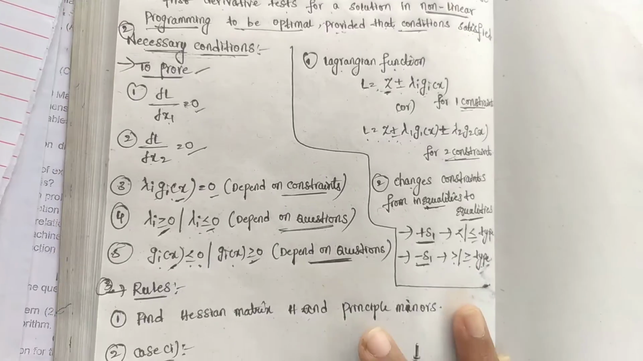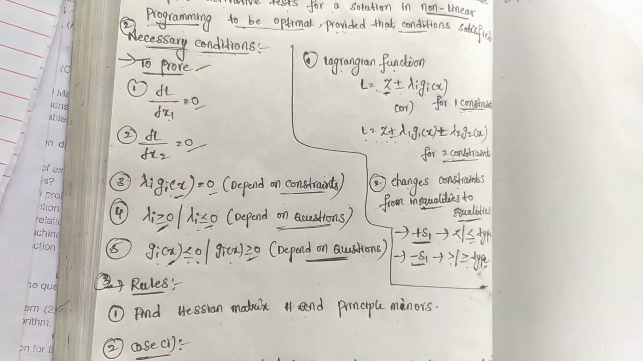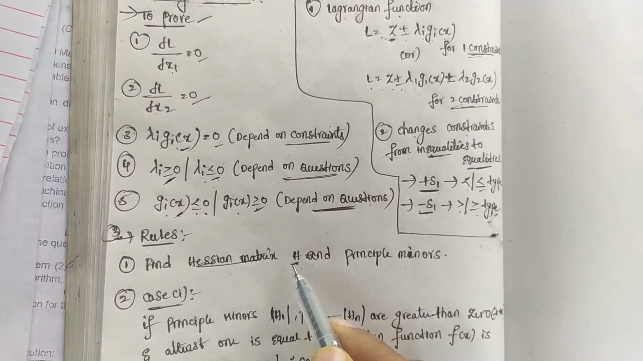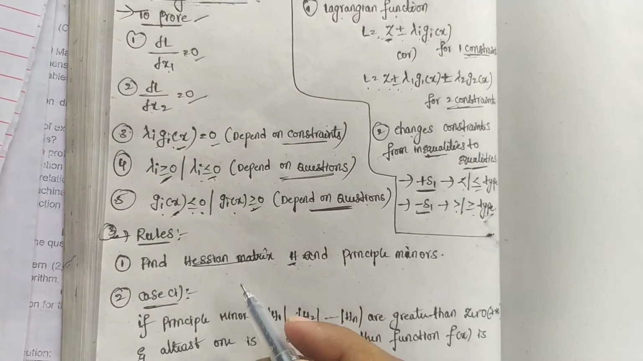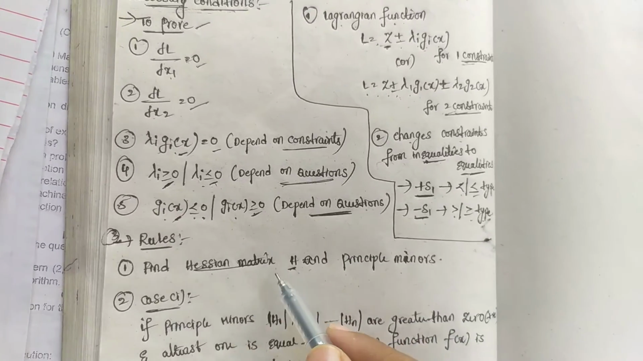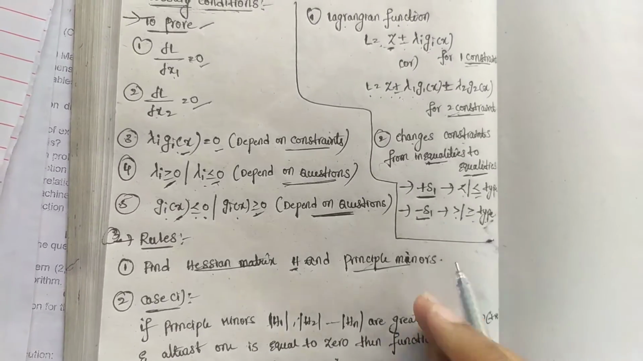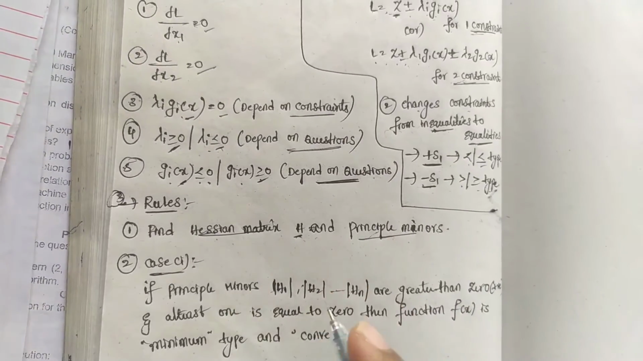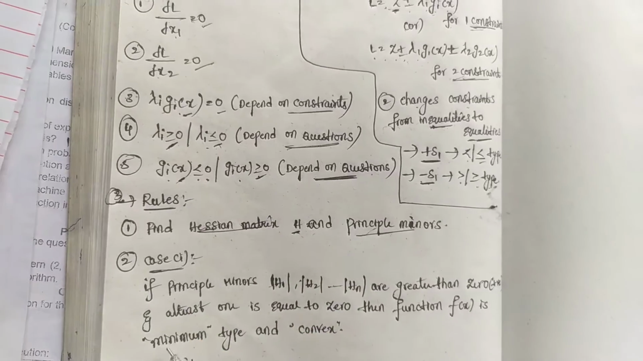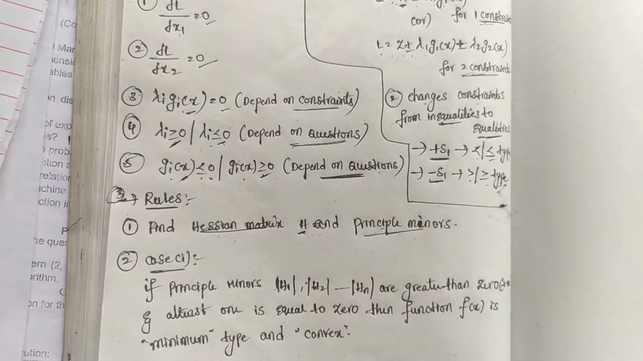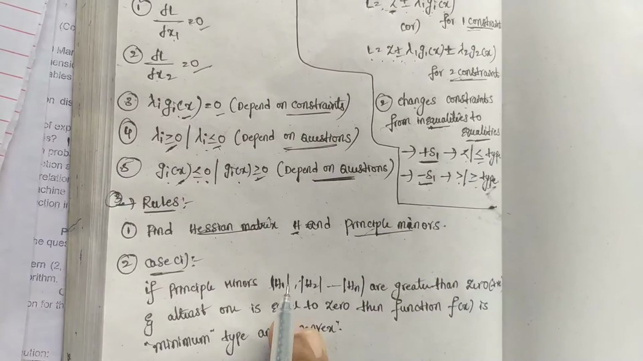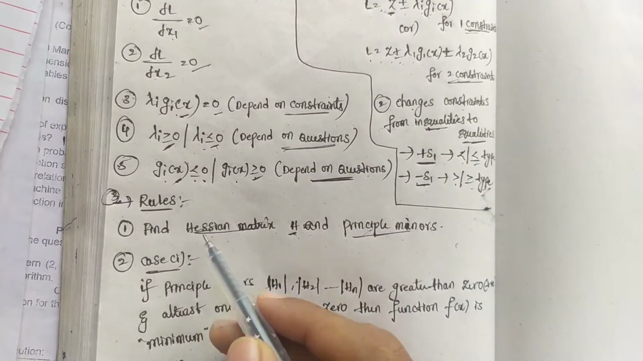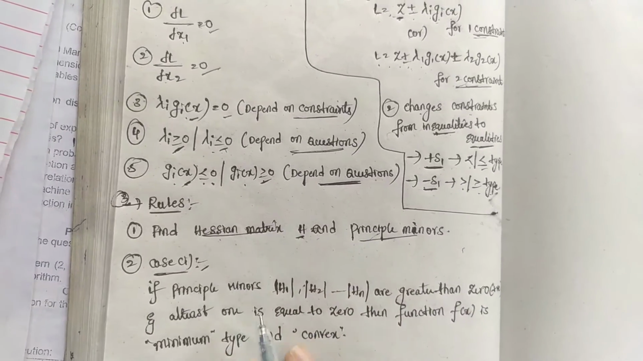Here are some of the rules to solve the problem. The first rule is we have to find the Hessian matrix, lambda h. We know from the previous videos how to find the Hessian matrix and its principal minors. The second one is we have two cases to tell whether it is a maximum type or minimum type KKT conditions problem. Depending upon these two cases we can find out.